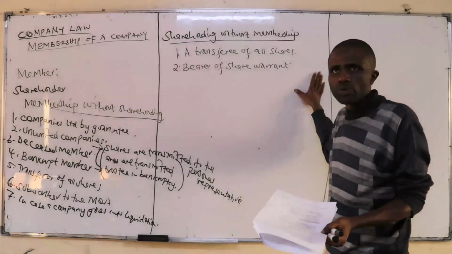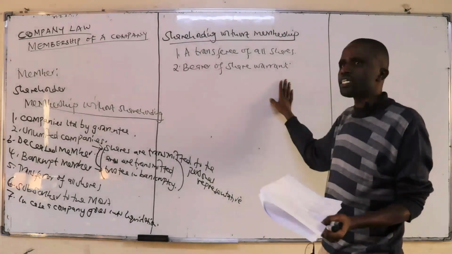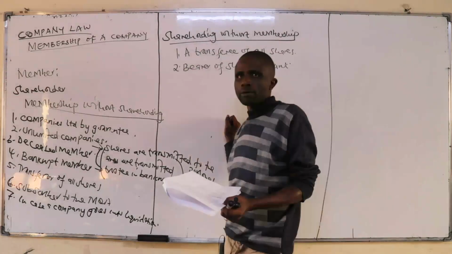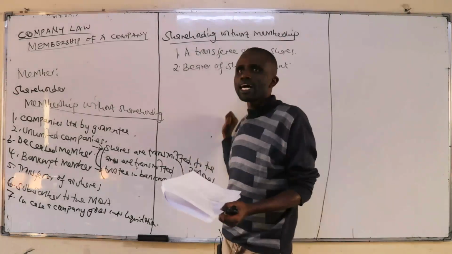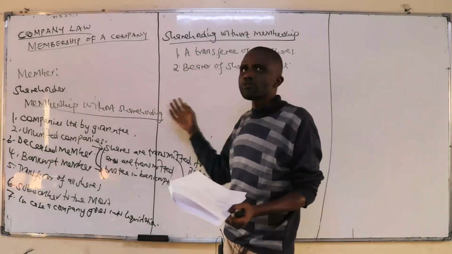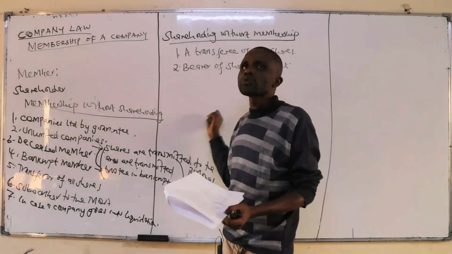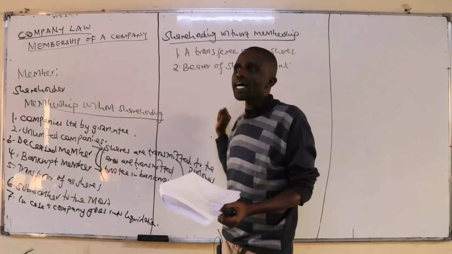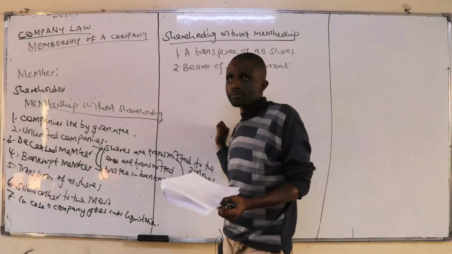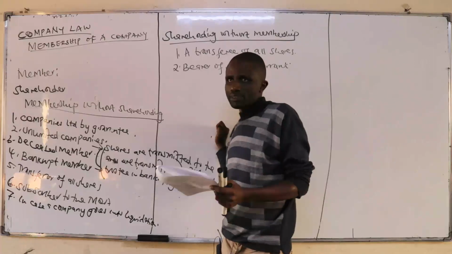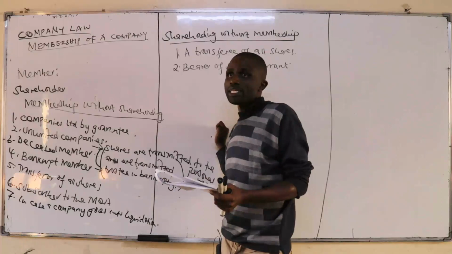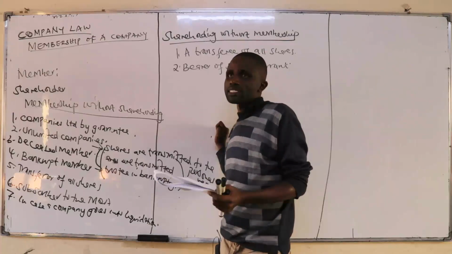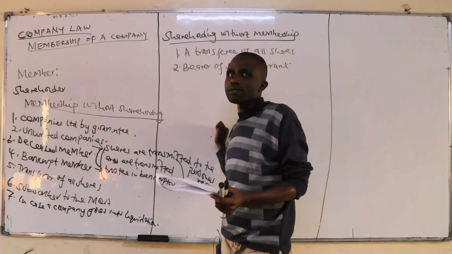And what the company will do is remove your name from the register of members. But you are still a shareholder. Since your name is removed from the register of members, you cannot exercise the rights of a member. For instance, you cannot vote, yet you are still a shareholder. Are you together? Until you clear with the company that has advanced you the security, that is when your name will be reinstated in the register of members. Sawa.